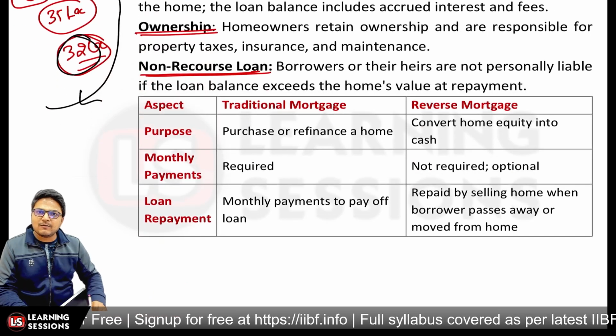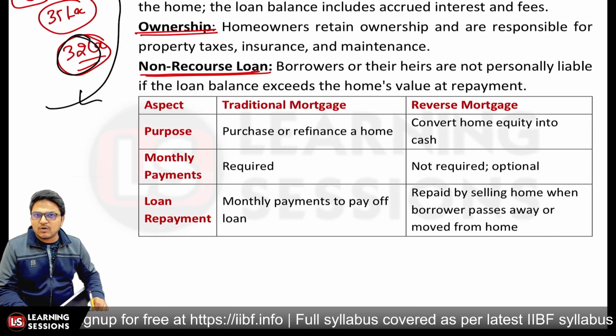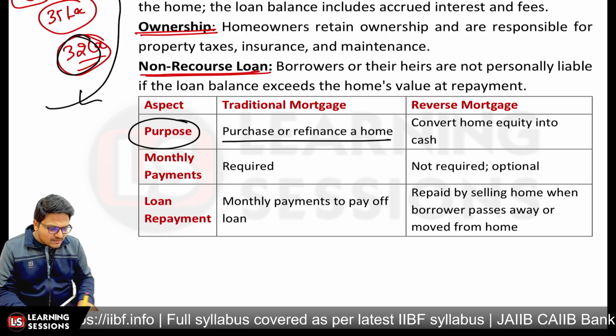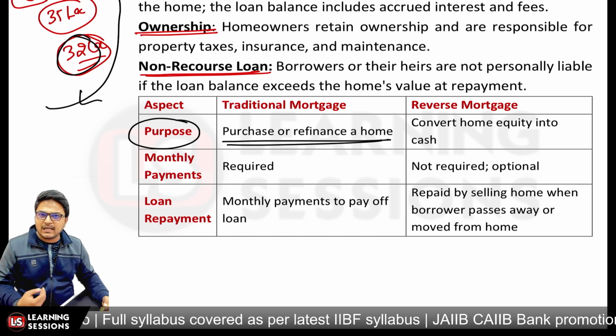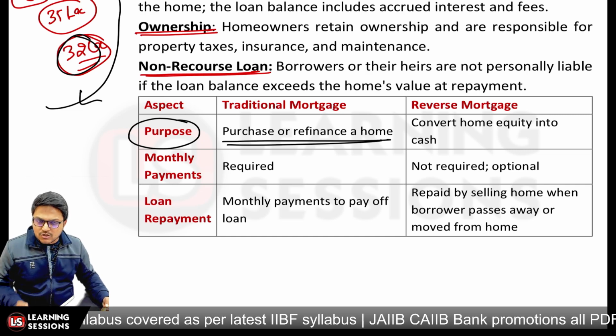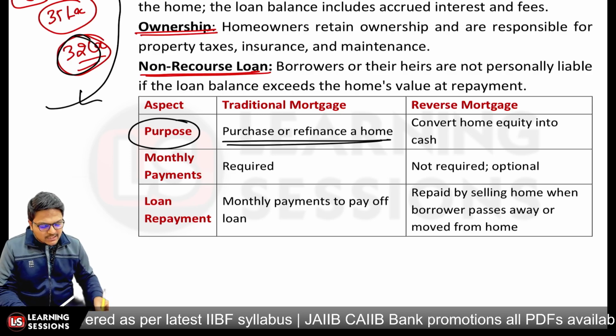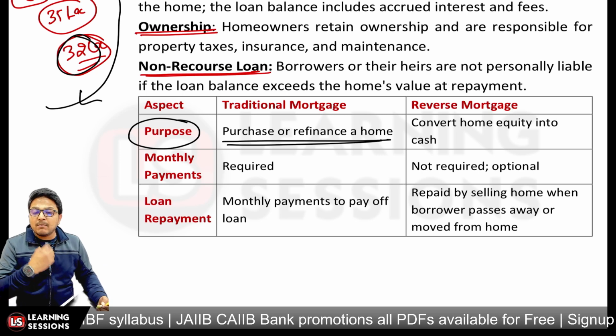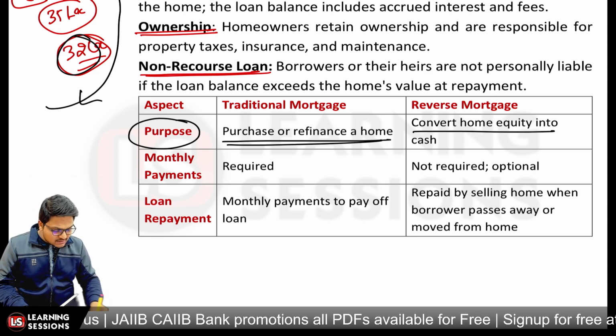So what is actually the difference between the traditional mortgage and the reverse mortgage? For what purpose is it used? The traditional mortgage is used if you want to purchase a home, or if you want to take a loan for home construction, etc. That was a traditional mortgage. And what is a reverse mortgage? We already have a home and we want to get money against that same home. That's actually the reverse mortgage, right?